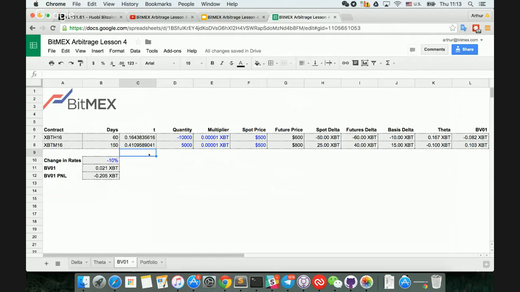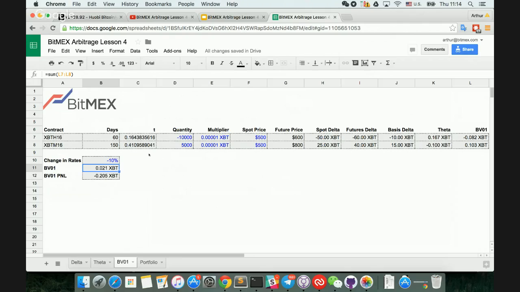So now we have two futures contracts, a little bit longer dated, a March and a June futures contract. We computed our T values here, and we put in a quantity. And now we've calculated our spot futures delta and our basis delta. We've come up with our relative theta values here. And now we have our BV01. What have we done? We've just taken 1% times the spot delta times the time value component of the futures contract.